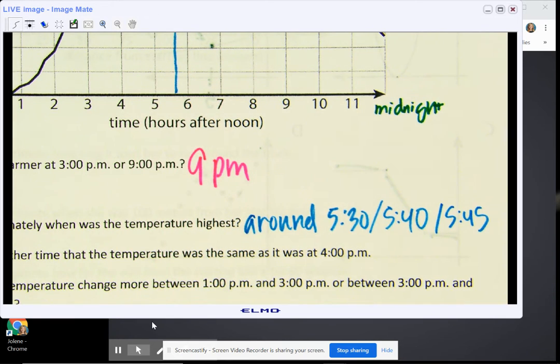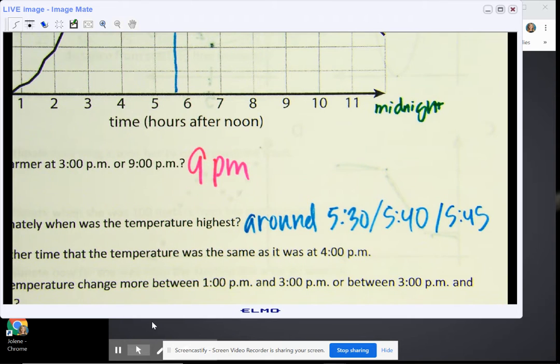Number 4, find another time that the temperature was the same as it was at 4 p.m. Okay, so think about what the temperature was at 4. What's another time that's the same temperature, Eric? 8? 7:50. Oh, okay. Well, yeah, I said 8, 7:50, 7:40. Yes, 7:40. Okay, so we've got somewhere close to 8.